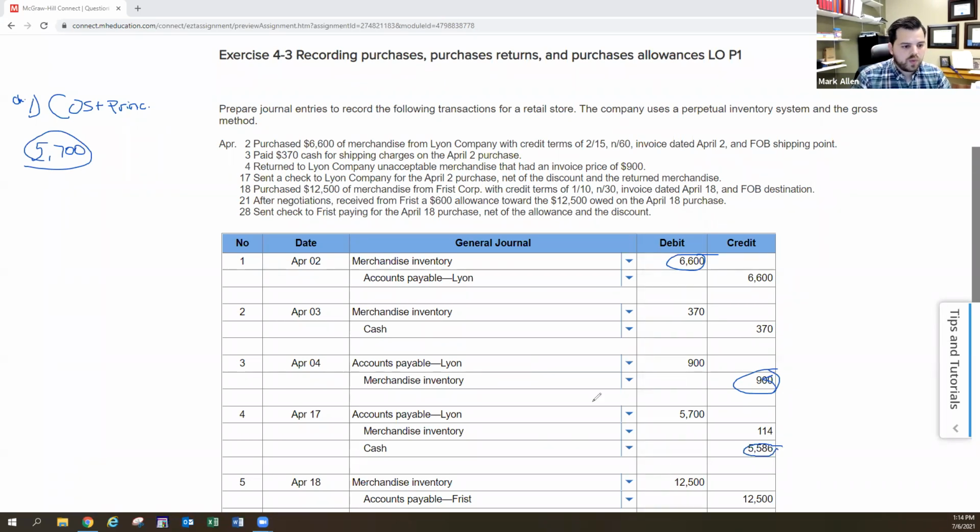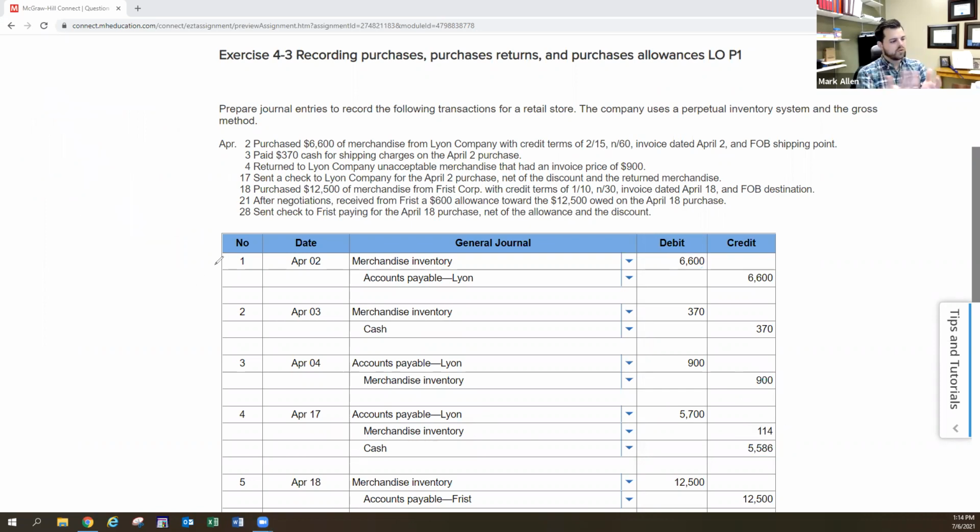So if I don't reduce my inventory, then on my balance sheet I'm showing my inventory worth 5,700 when my cost principle says it should be recorded at 5,586. Because those two things are not the same, this would be a violation of the cost principle. To remedy this situation, I have to bring this down to that 5,586. And how do I reduce inventory? I credit inventory. And how do I go from 5,700 to 5,586? With a credit for 114. So that is what is happening here, right?